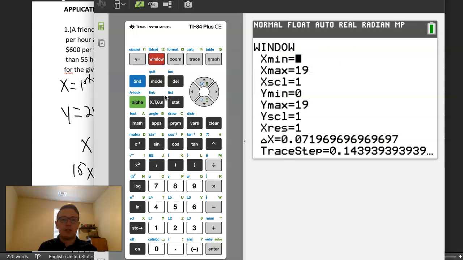And now let's adjust our window. So our x-min should be 0. We're expecting to work at least 0 hours. And our maximum, let's say, is 55. We don't know exactly how many hours we're going to work. Our y minimum is going to be 0, and our y maximum could be 55 hours as well. And then let's go ahead and graph this.